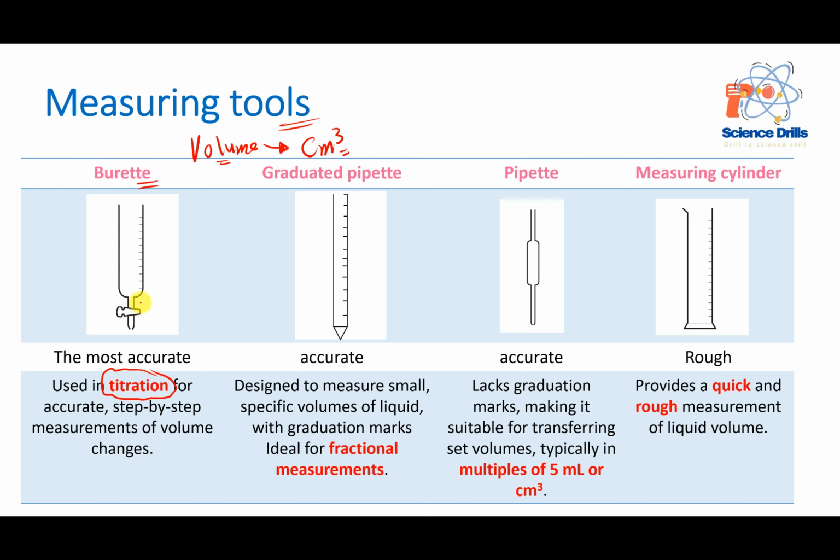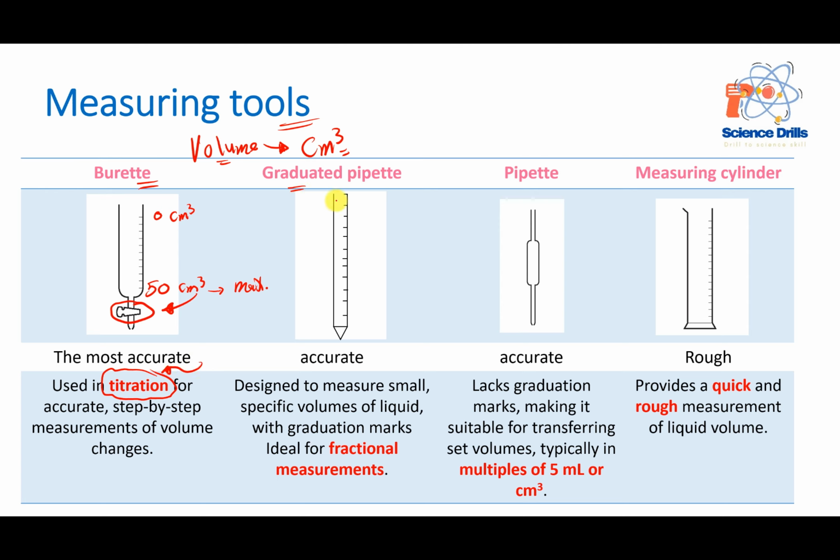And also we have a tap here. This tap controls the amount of the liquid that flows out of the burette. And also we have grading. It starts from the top at 0 cubic centimeter and ends at the bottom at 50 cubic centimeter, and this is the maximum volume that can be held in the burette. You can also use the burette if you want to take successive measurements, and we will discuss this in titration.